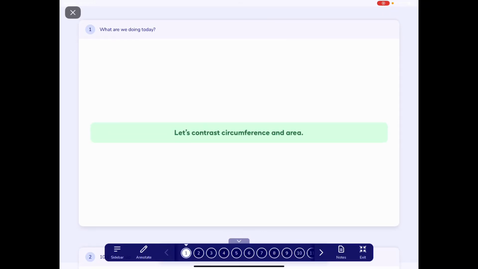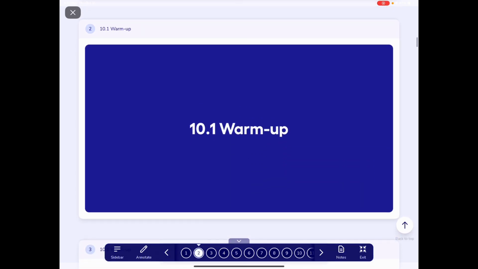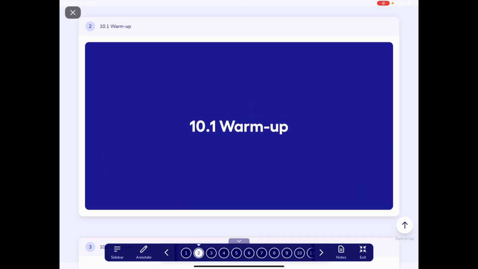In the previous lesson, we learned about circumference and area. In this lesson, we're going to contrast circumference and area. That means we're going to take a look at the difference between the two ways of measuring a circle, circumference and area. We're going to start with a warm-up.